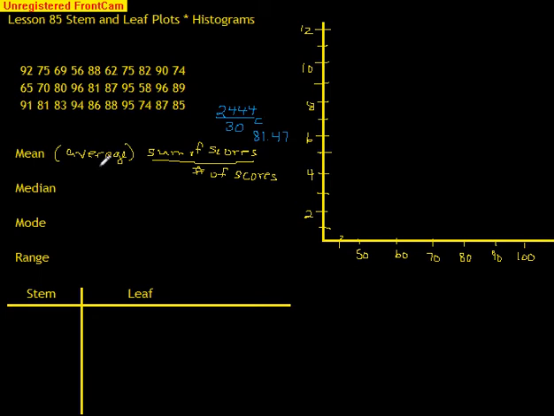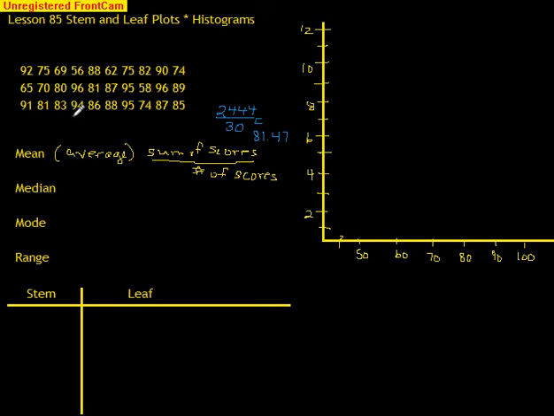The next one's called a median. The median is the score exactly in the middle. We're going to come back to the median. We can do the range. We'll come back to the range and the mode in just a minute. Now the mean you can do without reordering all these numbers, but in order to do the median, the mode, and the range, it's helpful if we reorder these from smallest to greatest.